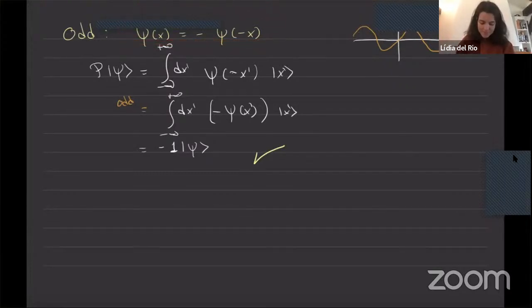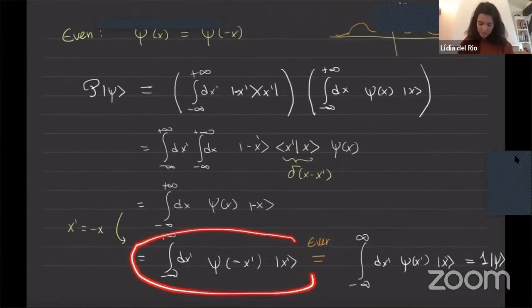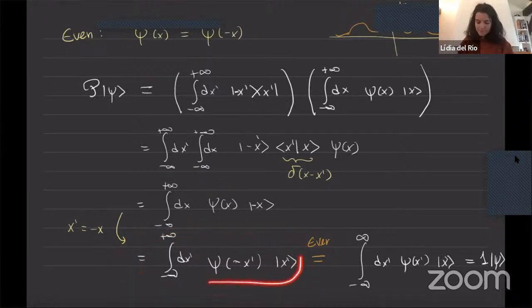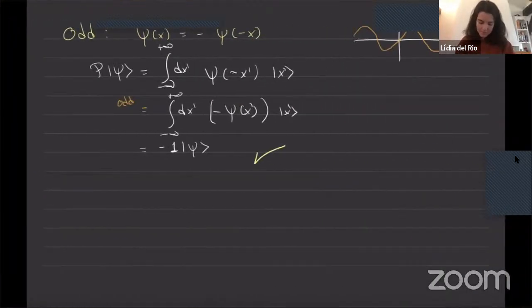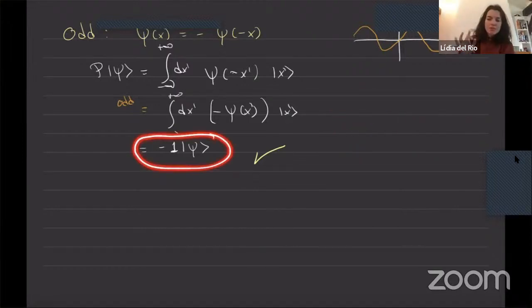We apply P to the state, and we can bring back this simplified expression, because up to here it was an arbitrary wave function. Okay, so then we have psi of minus x prime, and then the ket for x prime. And now we use the fact that it's odd, so we replace this with minus the wave function, and this minus can come outside here, and then we have inside again the state, right? So we get minus the integral dx psi of x, ket x, right? So that's -1 times this. Okay, so it's proven now.